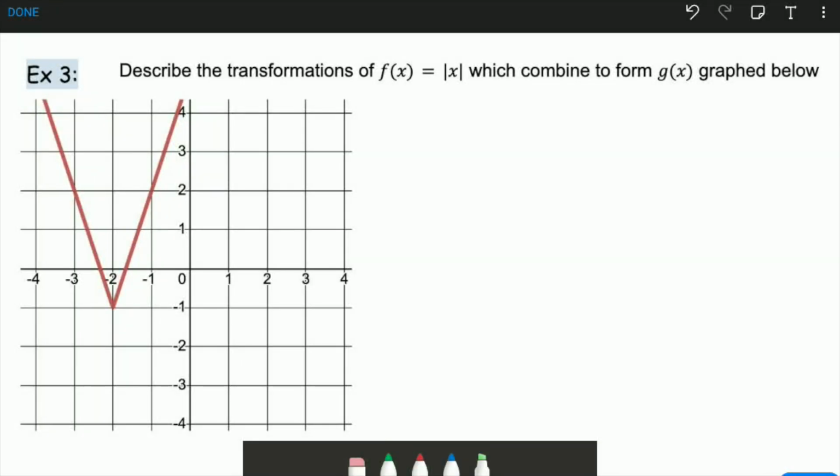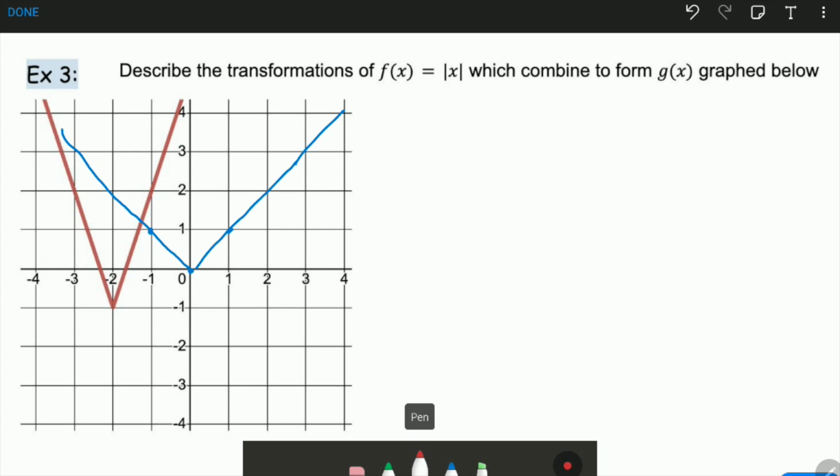Describe the transformations of f of x equals the absolute value of x, which combine to form the function g of x graphed below. In order to do this, you do have to know what the parent function absolute value of x looks like. These were the 3 points we used to help us graph it. So this is what the parent function looks like. Of course, it runs off the side. So I'm going to start with translations, because I can tell it's not on the same point.